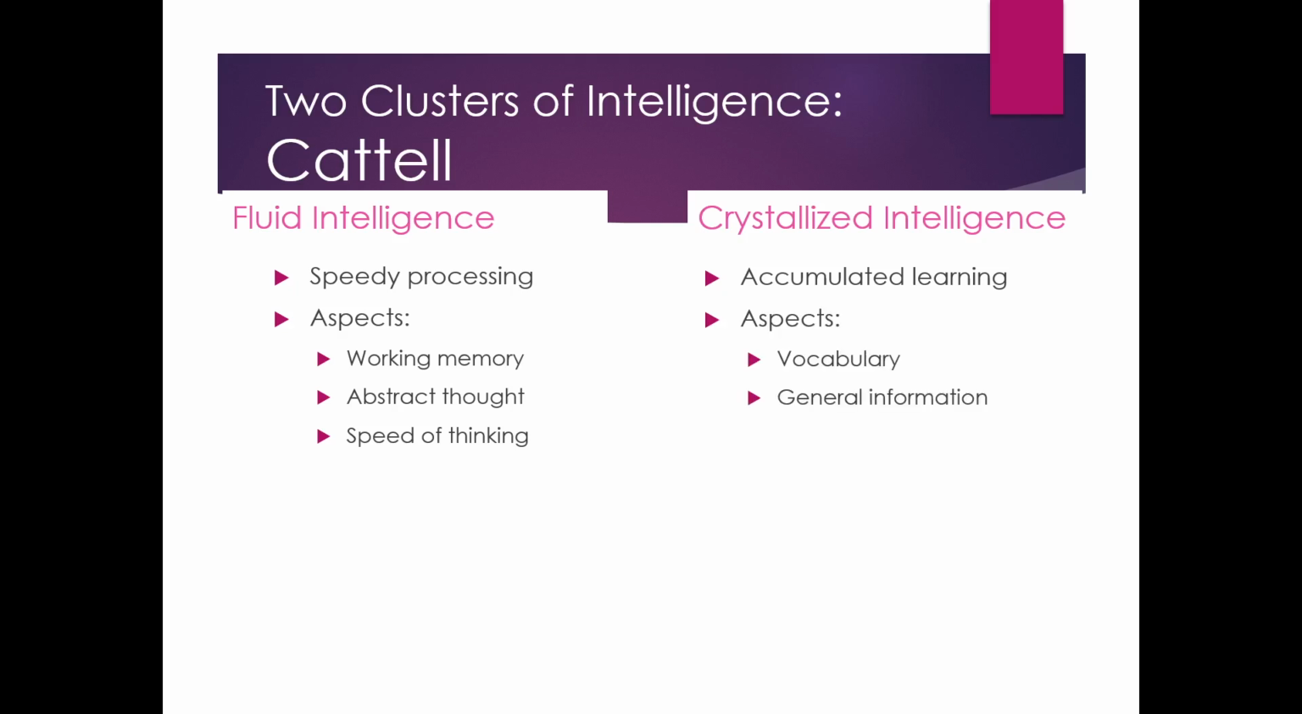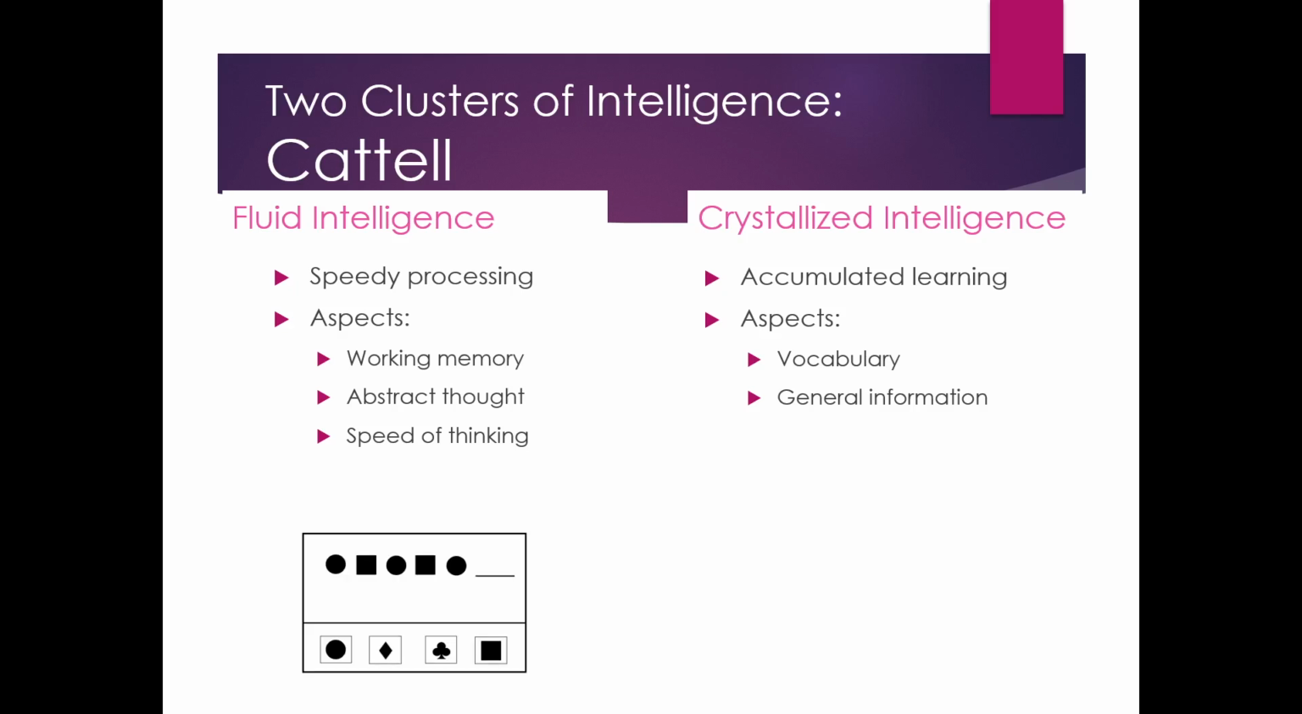In crystallized intelligence, the aspects are basically your accumulated vocabulary, knowing the words for things, and then your accumulated general information, things that you know and sometimes don't even know why you know it. General intelligence or general information.